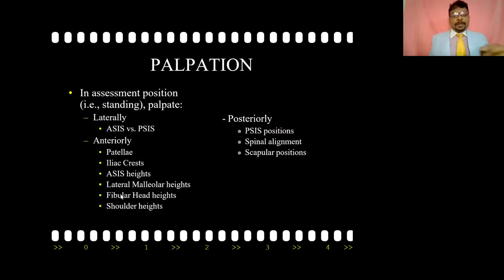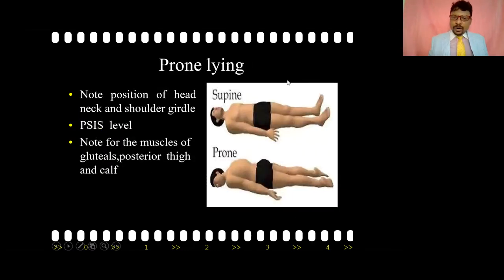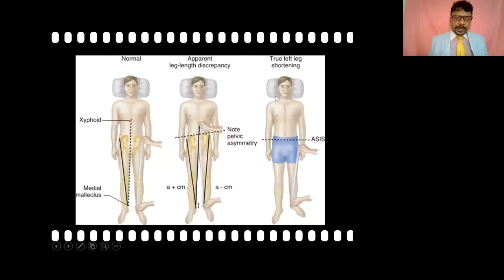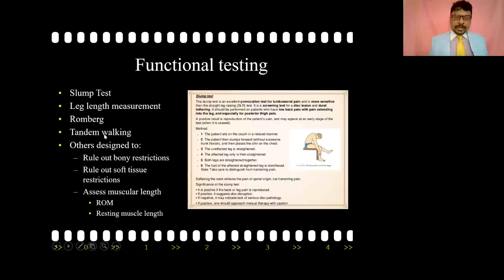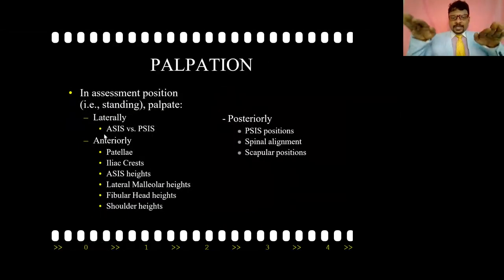The next one is palpation. We have to palpate in the standing position. We have to check the ASIS, the anterior superior iliac spine. Here is the anterior superior iliac spine, and on the backside we have to find the posterior superior iliac spine on palpation. Are they at the same equal distance or altered? Both anterior superior iliac spines on the anterior side, and posteriorly the posterior superior iliac spines: is it equal, or maybe dropped or high? We have to check it.